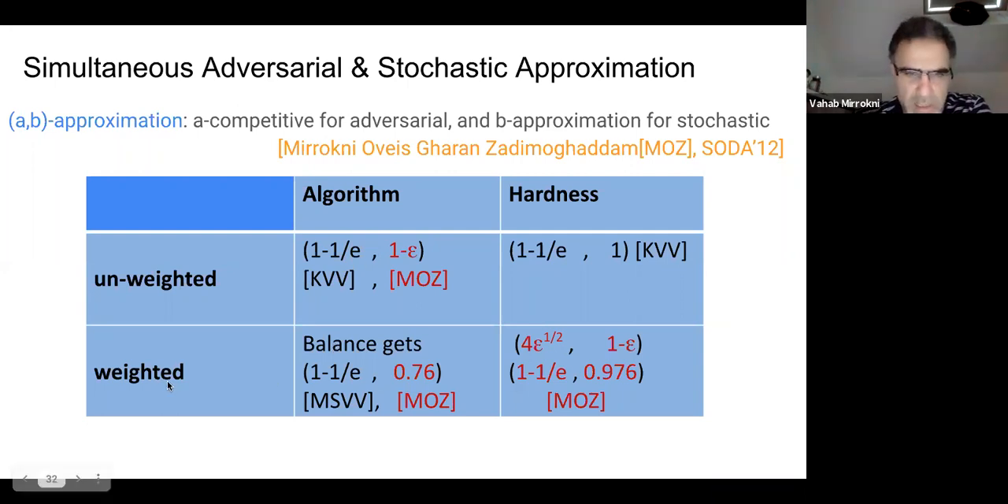But in the weighted case, on the other hand, we cannot achieve the best of both worlds. In fact, we show that if an algorithm achieves 1 - ε in the stochastic model, it cannot achieve better than 4 times the square root of epsilon in the adversarial model. So if this is 1 minus 1 over e, which is the best possible, we cannot get better than 97%, for example. And on the positive side, we can get a (1 minus 1 over e, 0.76) approximation. So there is a gap here to close for theoretical problems for optimization.